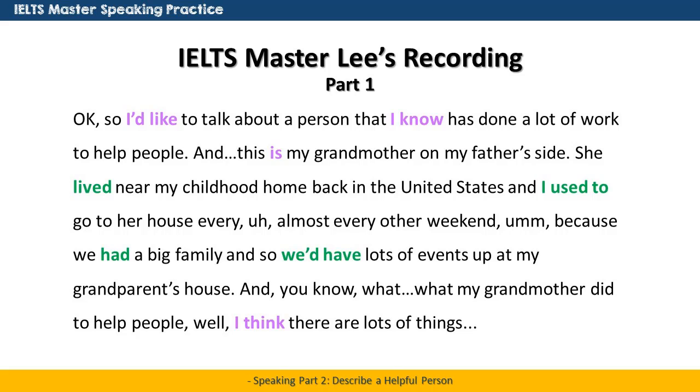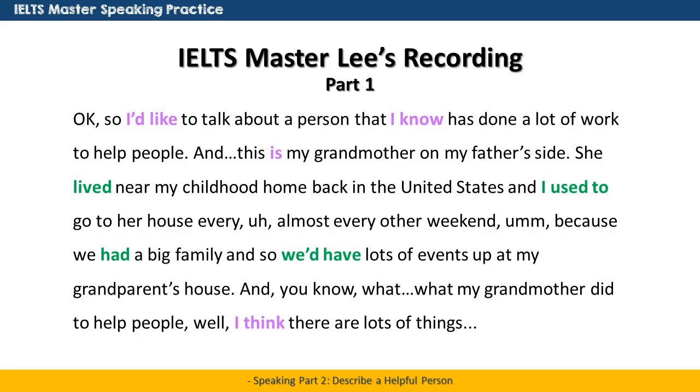This first one is I'd like, and so this is I would like, I want to, I would like to talk about a person. A very useful little phrase for you. Okay, then we have I know, is. This is my grandmother on my father's side. But then I'm starting my story in the next sentence. So I'm going back into the past, where she lived.